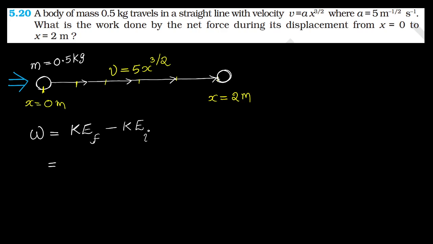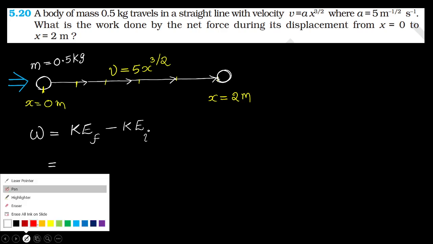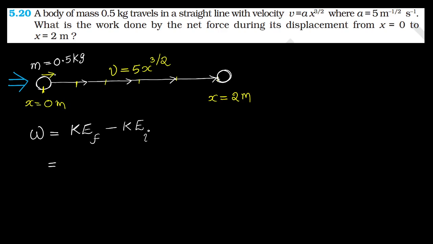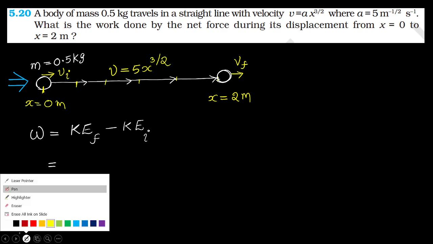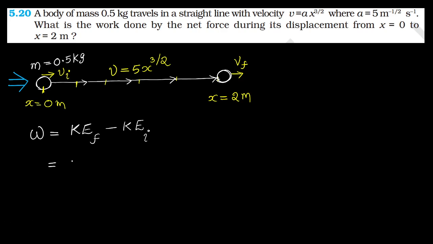Kinetic energy, let me explain some 3 or 4 steps. After that you can ask me doubts. Final kinetic energy: the body is moving. Initially the velocity of the body, let it be vi. Finally the velocity of the body, let it be vf. So final kinetic energy will be half into m into vf square, where vf is the final velocity. Initial kinetic energy will be half m vi square.